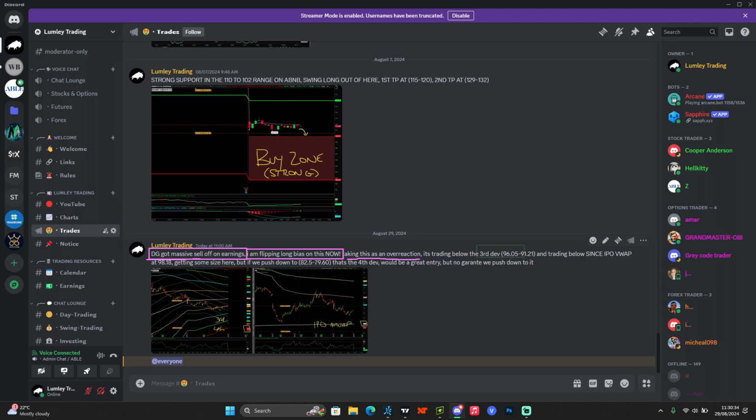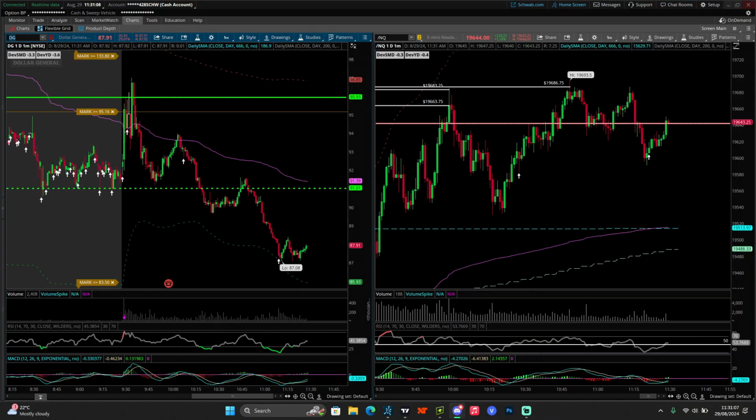And now it's trading below the third deviation and trading below its IPO VWAP. So I'm getting some size here, but if we do push down, we get some nice entries a bit lower down, around that $82 to $79 entry. Now, we will go through all of this and I'll show you why I've got this plan in line.